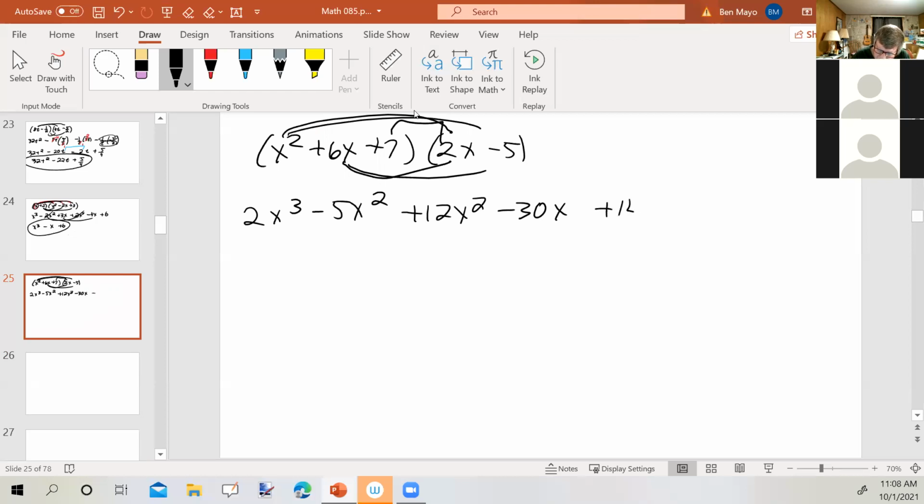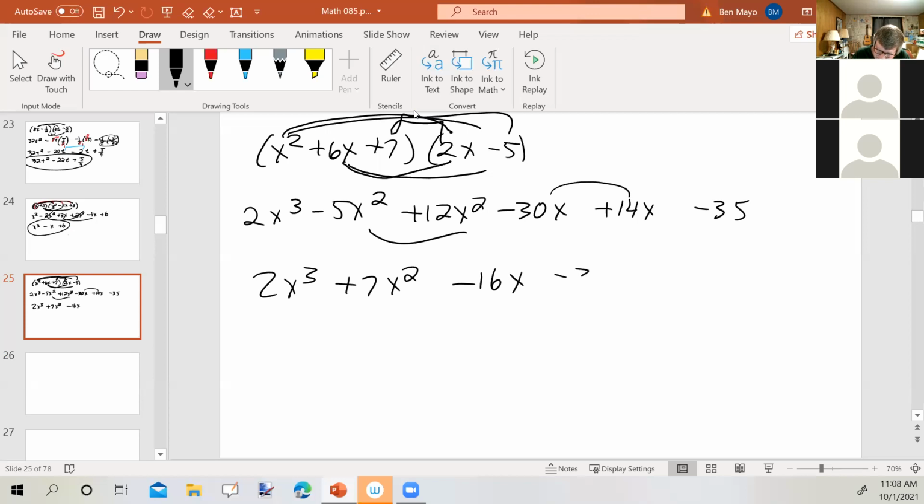7 times 2x is 14x. 7 times minus 5 is minus 35. Combining like terms, 2x cubed, minus 5x squared plus 12x squared is plus 7x squared. Minus 30x plus 14x is minus 16x, and then minus 35.